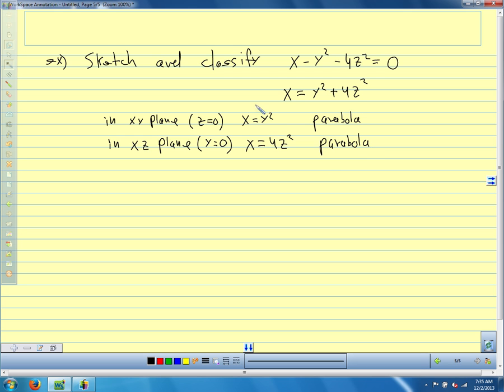And then for x equals a constant, so parallel to the xy or yz plane, because if we just set x equal to 0, what do we get? If y squared plus 4z squared has to equal 0, we just get a point. So in the yz plane we have a point, but we can talk about parallel to the yz plane.